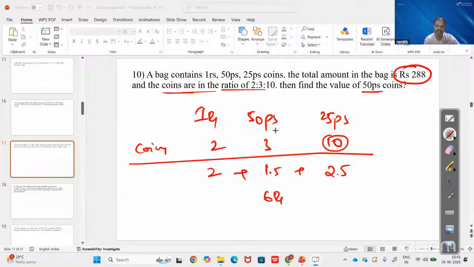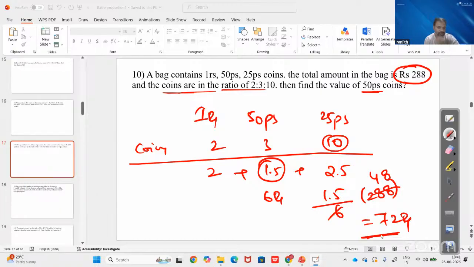What we need is the 50 paisa coins, so 1.5 divided by 6 into 288. On cancellation, 48. 48 into 1.5 equal to 72 rupees. So the amount of the 50 paisa coins equal to 72 rupees.